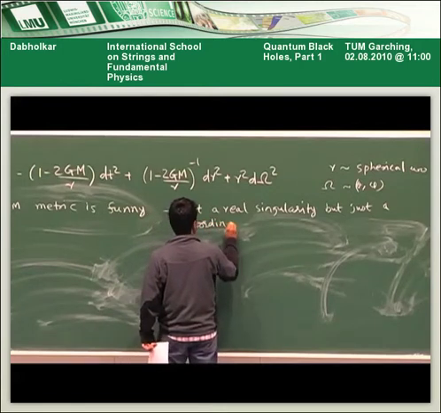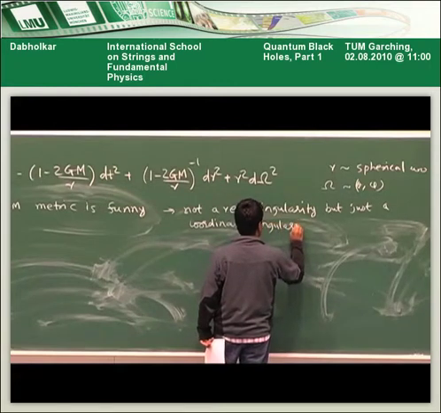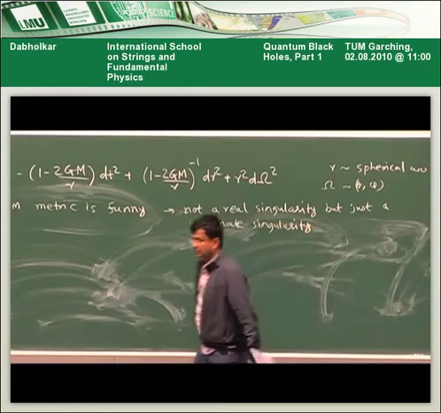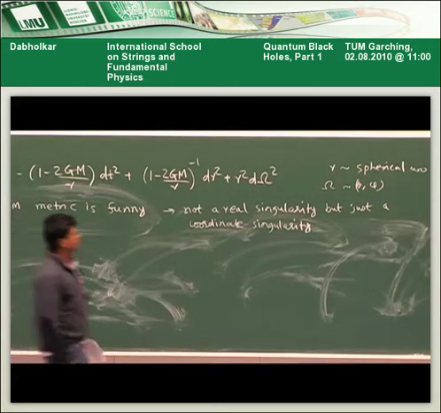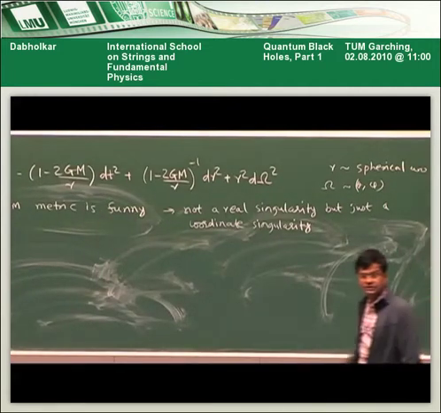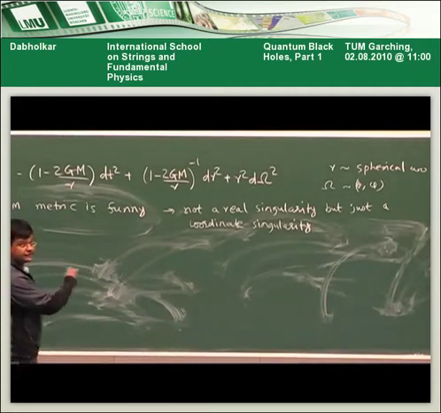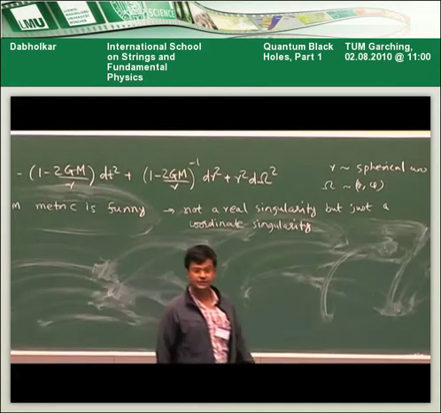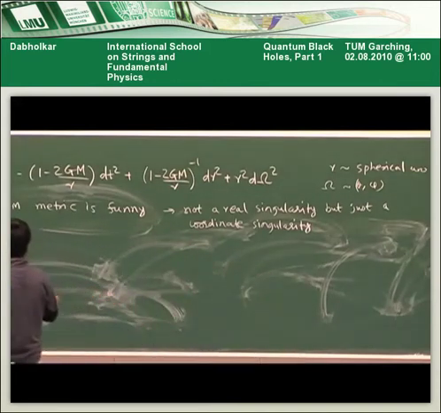It is just because of a bad choice of coordinates. So basically, if you make some appropriate coordinate transformation, the singularity is not there. But it's really interesting reading in the history of science that people, including Einstein, were totally convinced that this singularity is very bad.